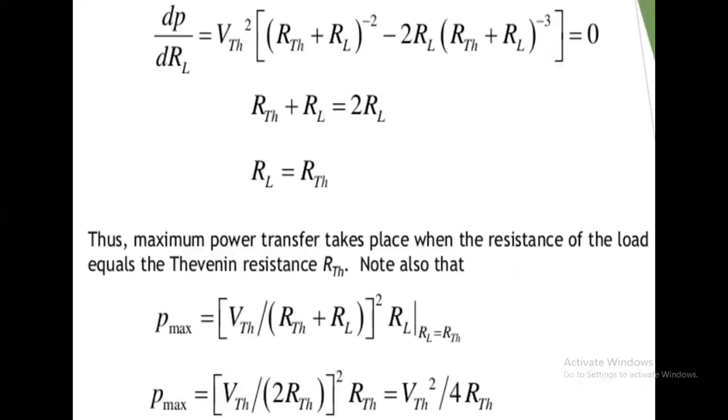Now, after a very simple calculation, finally we get RL equals RTH. Thus we can say that maximum power transfer takes place when the load resistance equals the Thevenin resistance RTH. That means the condition of maximum power flow is that the load resistance should be equal to the Thevenin resistance. That is the condition you have to remember for the maximum power transfer theorem.